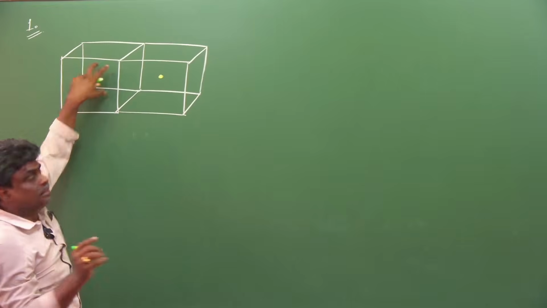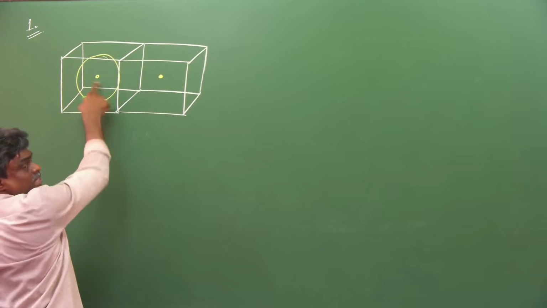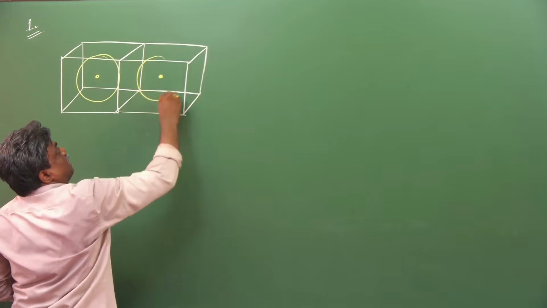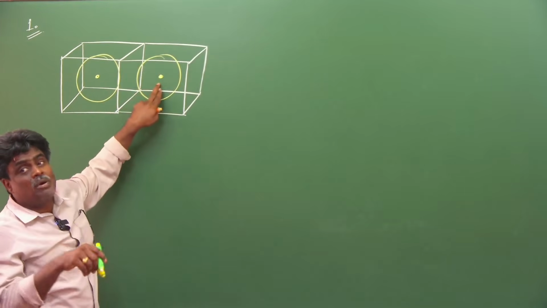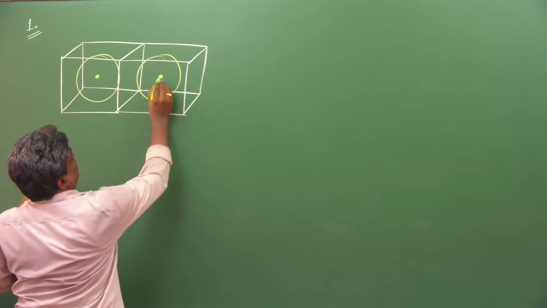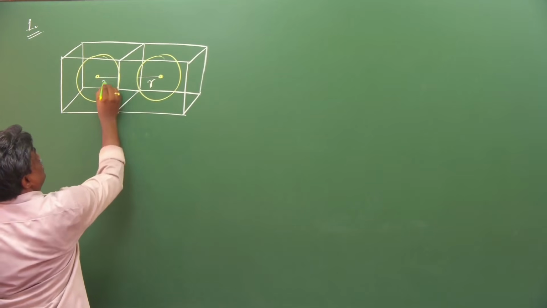Is that clear? Now I am taking one atom at a body center and another atom at a body center. This is the body center atom of BCC. That's why this radius, you know how much, is R. This radius is also R.